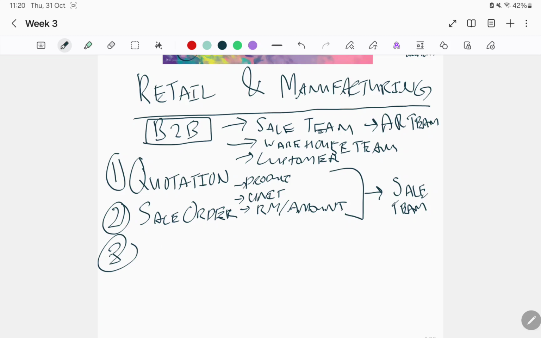Then we got the shipment. After the sales order is confirmed, what to do next is of course deliver the goods. Shipment, I just put it here. With the shipment, we will attach a delivery order.